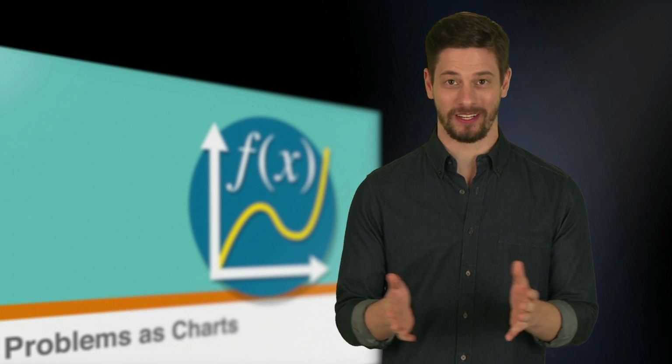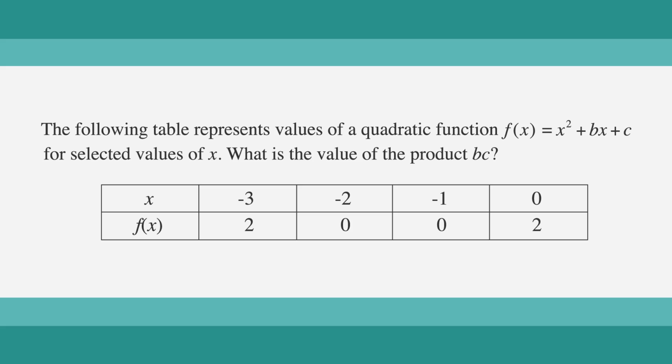The following table represents values of a quadratic function f of x equals x squared plus bx plus c for selected values of x. What is the value of the product bc? Since this is a grid-in problem, we aren't given answer choices. So we'll just underline the facts and circle the key terms. We've been given 4 points from this function and asked to solve for bc.